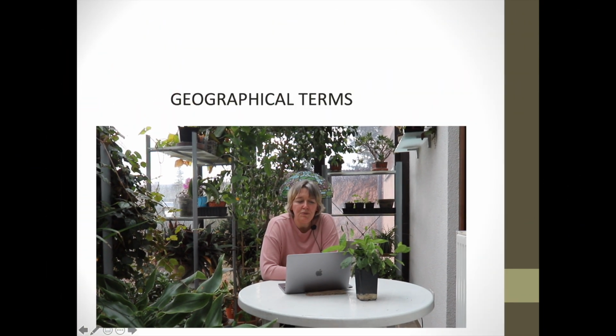So the last part for today is about geographical terms. Let me start with some of the illustrations I used last week to talk about the toponymy, the place names for different villages and towns and other places in Britain.